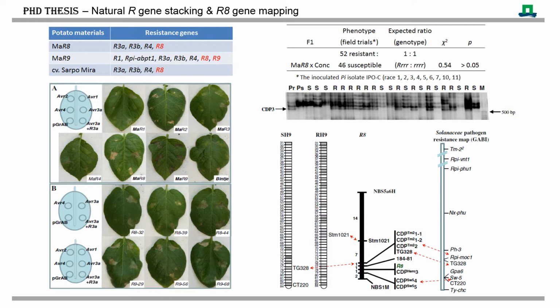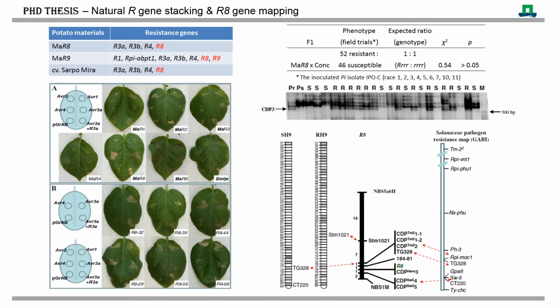We found that MAR8 contains at least 4 genes, MAR9 7 genes, and Sarpo Mira 4 genes. A common factor in all these plants was the R8 gene. Analysis of MAR8 and MAR9 offspring plants that contain different combinations of multiple R genes showed that R gene stacking contributed to the P. infestans recognition spectrum.